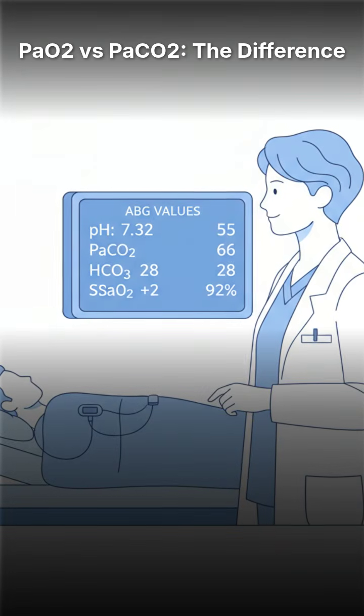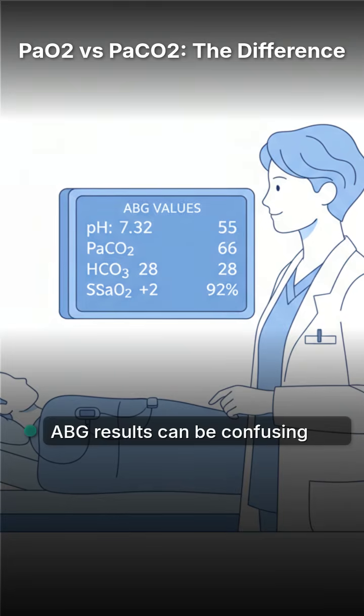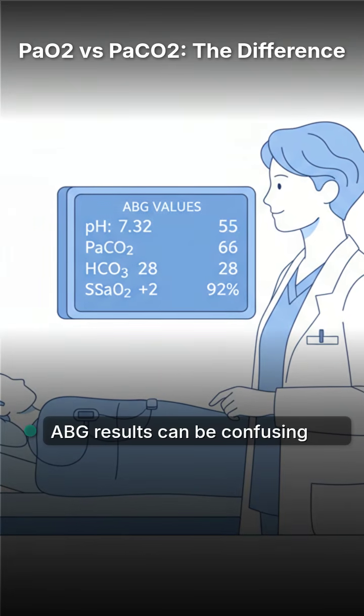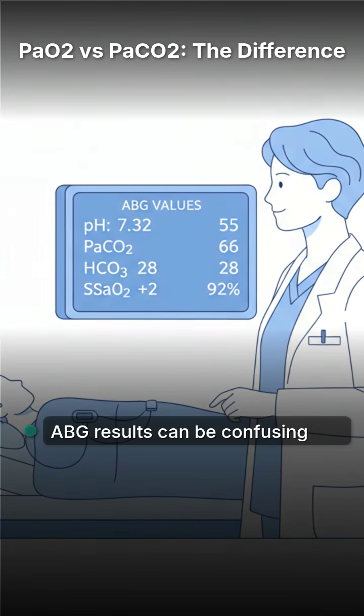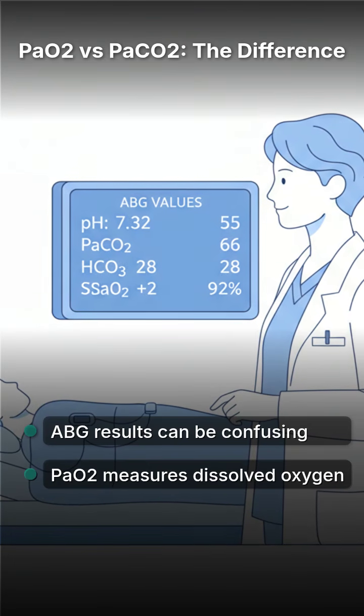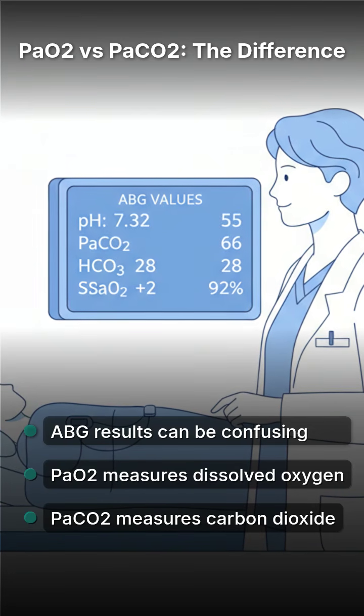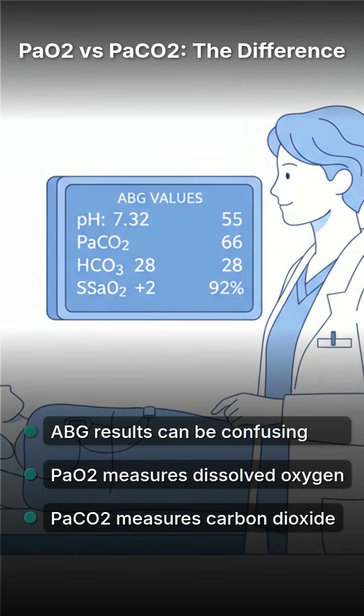Ever get confused between PaO2 and PaCO2 on an arterial blood gas result? While they both measure gases in the blood, they tell very different stories about your patient's status. PaO2 reflects the actual oxygen levels dissolved in arterial blood. PaCO2 measures the pressure of carbon dioxide, showing how effectively the lungs are clearing waste.